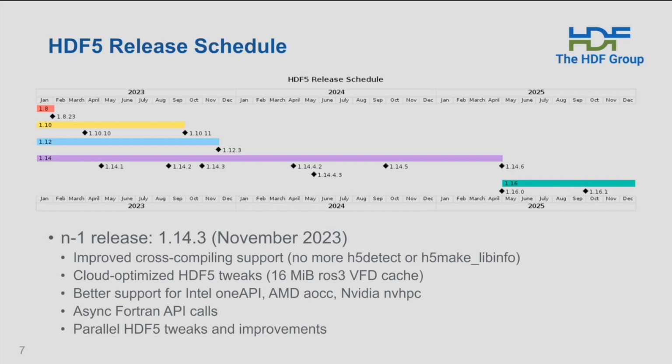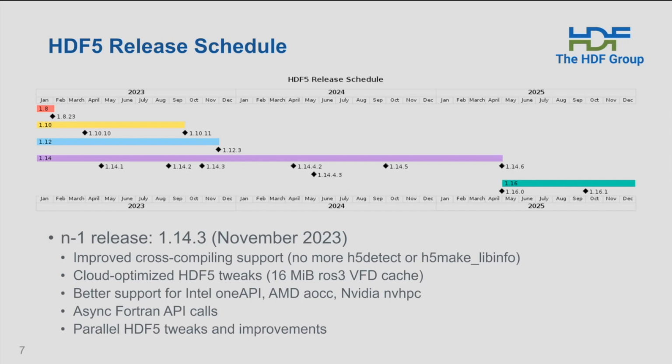And then since it's been a little while since we've had an HDF5 user group, we should talk about the N-1 release, which is 1.14.3. In that one, we improved cross-compiling support, so you no longer have to run H5detect or H5make_libinfo to cross-compile. And we made many other changes to where you don't have to run any programs at all, so cross-compiling should just work in many cases. Fortran still has to run some programs because we have to detect the kinds and some other stuff, and we'll see if we can make that not have to run programs. But yeah, so cross-compiling is dramatically improved now.